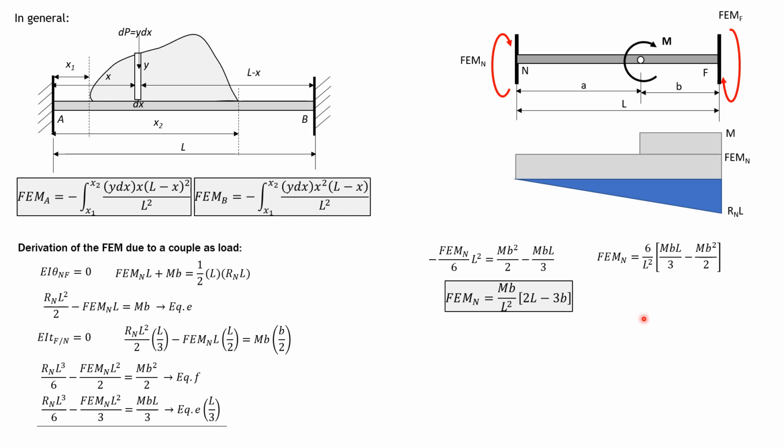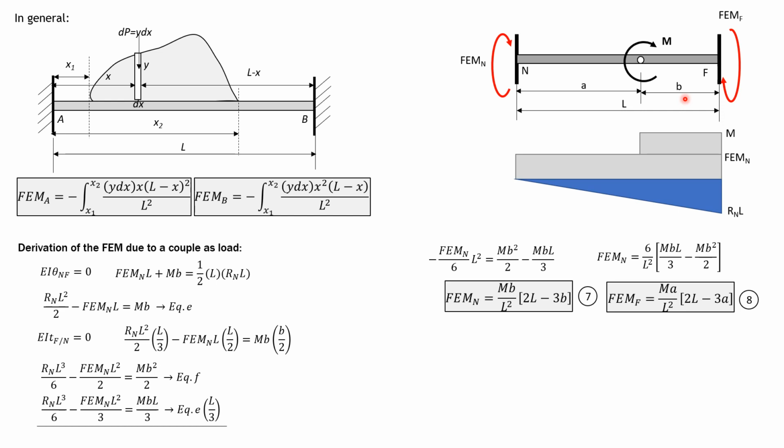Similarly, for the fixed moment par, it is MA. We just pattern the formula from this result: MA over L squared times quantity 2L minus 3A. So for that equation 7, fixed moment par is MA over L squared, quantity 2L minus 3A. Equation 8. So remember that these are the formulas for computing fixed moment due to a couple.